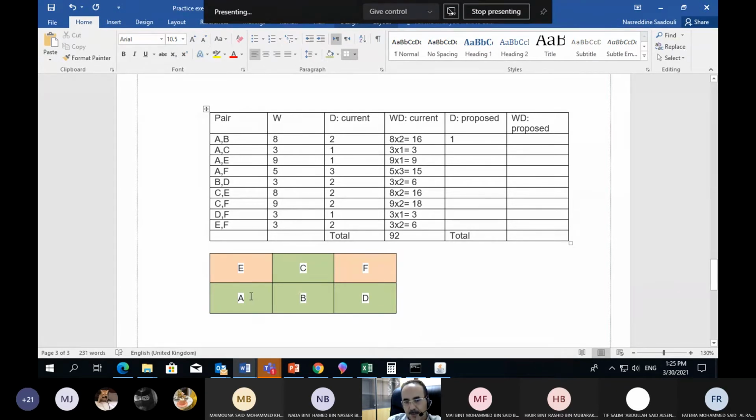A to C. 2. A to E, they are adjacent. 1. So therefore 1, good. And then A to F. 3.